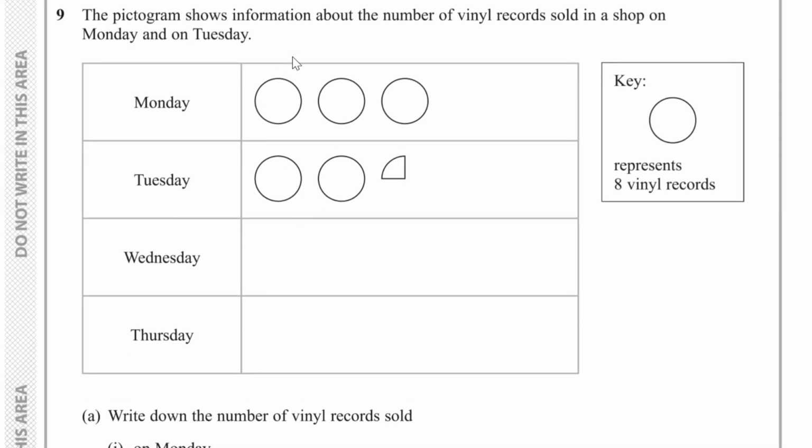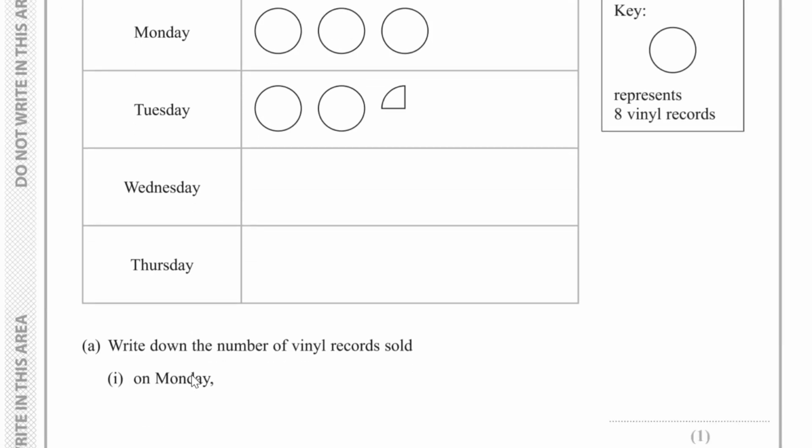The pictogram shows information about the number of vinyl records sold in a shop on Monday and Tuesday. A full circle represents 8 vinyls. So for part A, we have to write down the number of vinyl records sold on Monday. So here we have 3 full circles. Each circle represents 8. So here we have 8 plus 8 plus 8. That turns out to be 24.